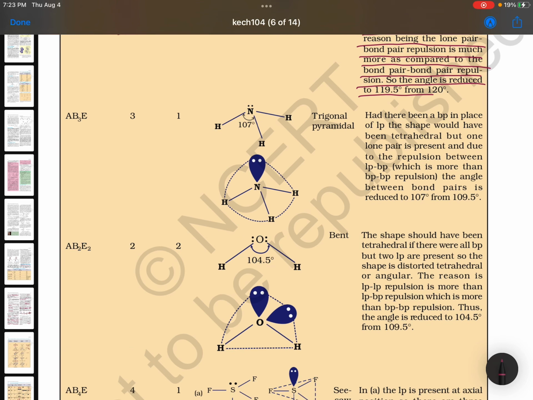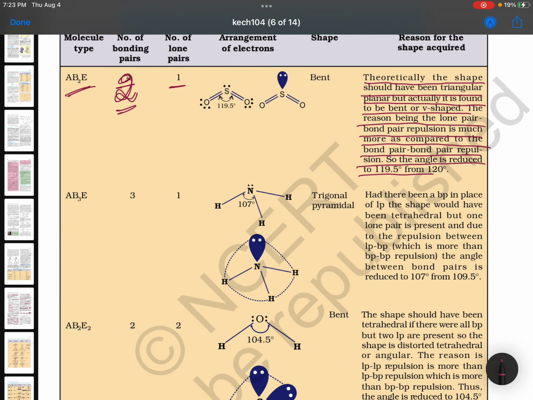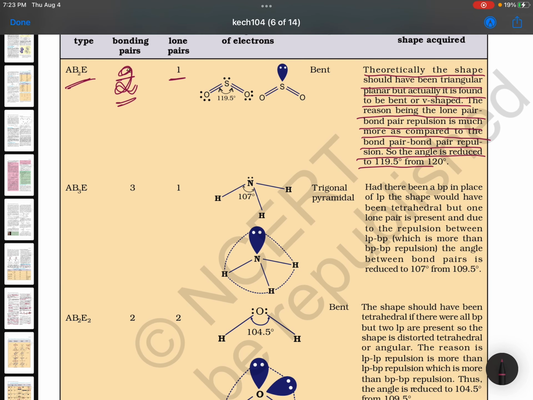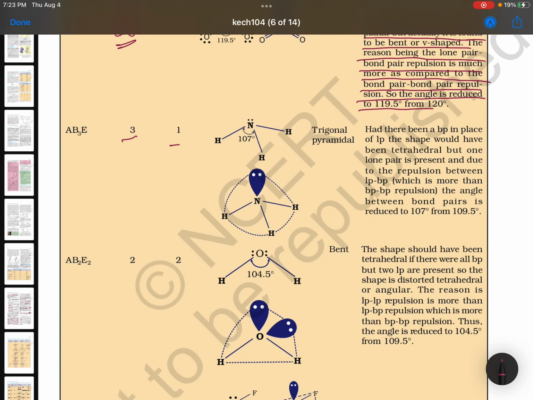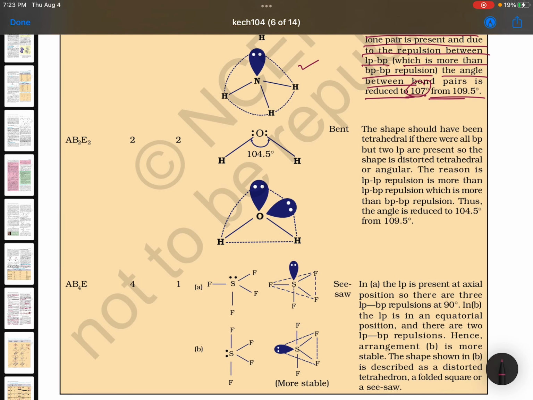Okay, this is 2 and 1. Please note this, sirs. AB3E, this is 3 and 1, ammonia. Had there been a bond pair in place of a lone pair, the shape would have been tetrahedral, but one lone pair is present, and due to the repulsion between lone pair and bond pair, which is more than bond pair repulsion, the angle between bond pairs is reduced to 107 degrees from 109. So this value you need to remember. This is pyramidal shape, trigonal pyramidal.